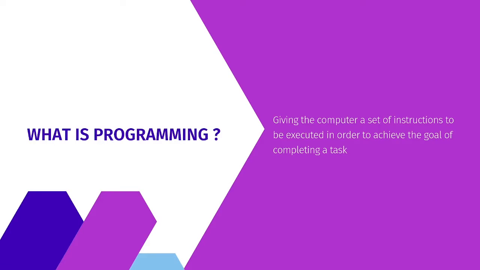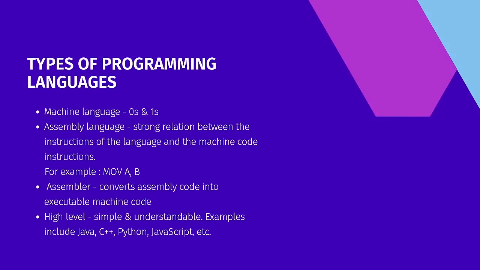So, with that being said, let's move on to the types of programming languages, or more specifically, types of programming languages based on the way in which we communicate with computers. Computers can only understand binary code, that is, zeros and ones, which is also known as machine code. But humans can't understand machine code. Therefore, programming languages are used as a medium to communicate with computers.